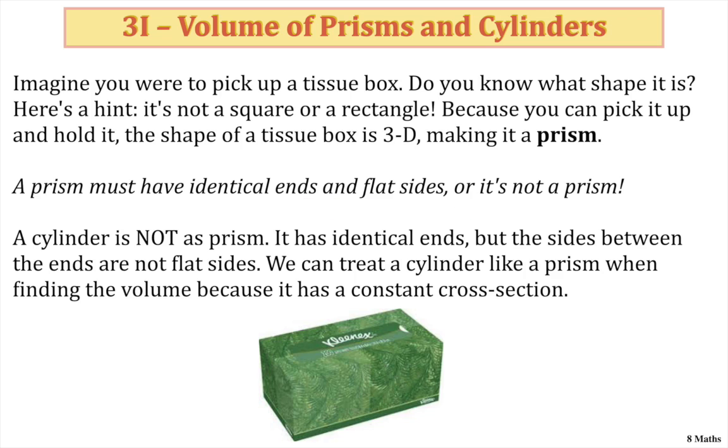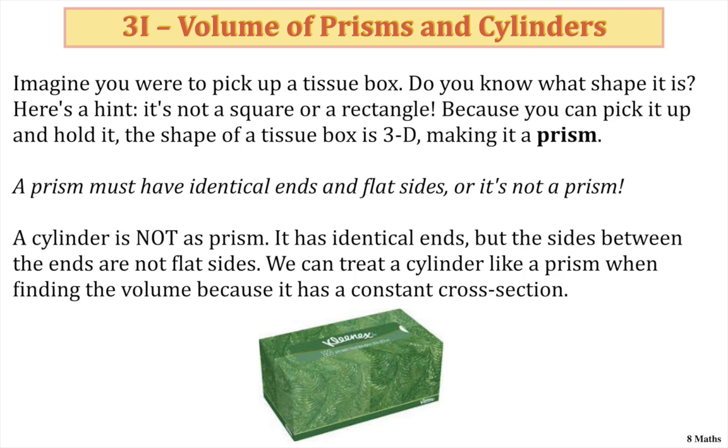Now the ends can be anywhere. It could have this left and right end, they're identical, and all the sides are flat. Or it could be the top and the bottom, they're identical, and the sides are flat. When you talk about ends, it's one end to another end. So you've also got the front and the back. There's three different ways a rectangular prism is a prism.